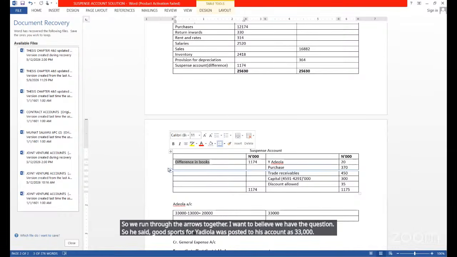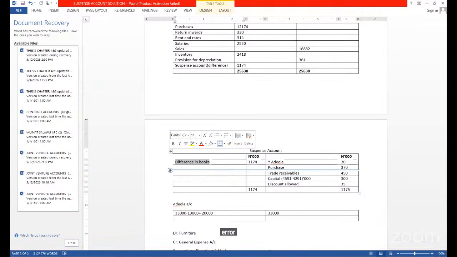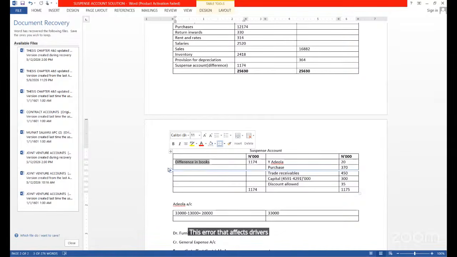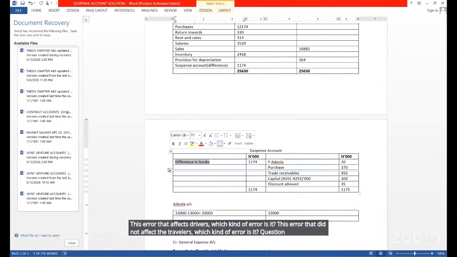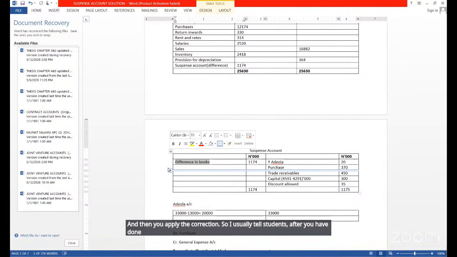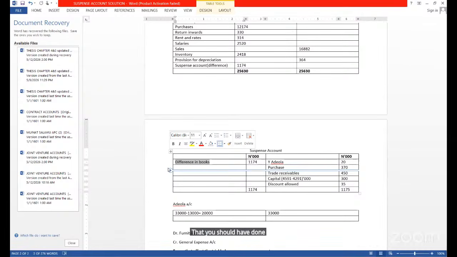The first thing you have to do is, once you see a particular error, ask: would this error affect the trial balance, or would it not affect the trial balance? Question 1. Question 2: for an error that affects the trial balance, which kind of error is it? For an error that did not affect the trial balance, which kind of error is it? And then you apply the correction. So I usually tell students, after you have done that, identify the correct thing that you should have done. An error has occurred, but what should you have done? And then make the error equal to what you should have done.